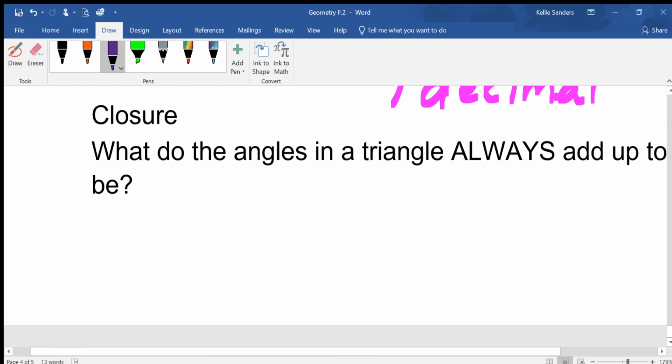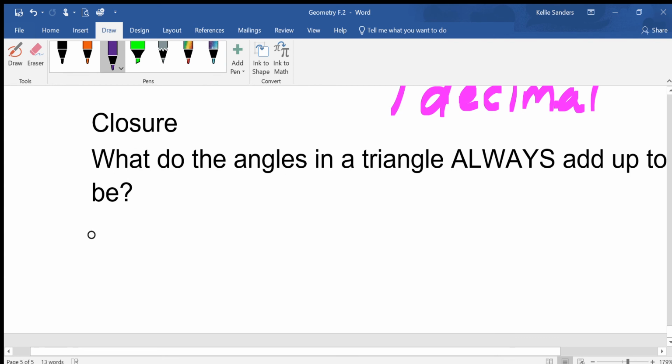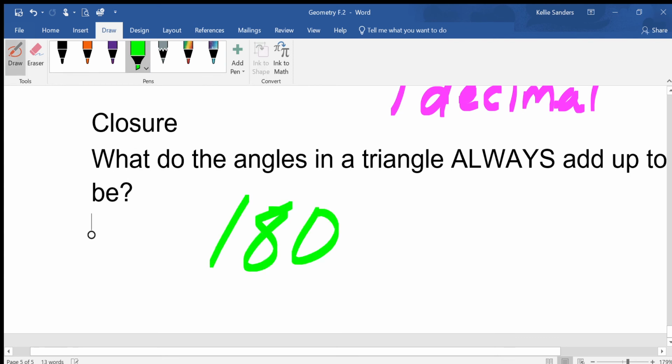Okay. Closure. What do the angles in a triangle always add up to be? 180 degrees.